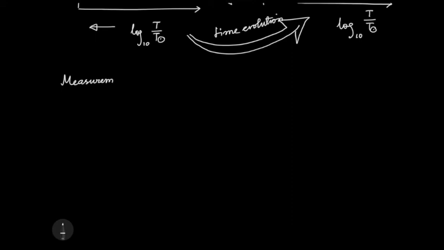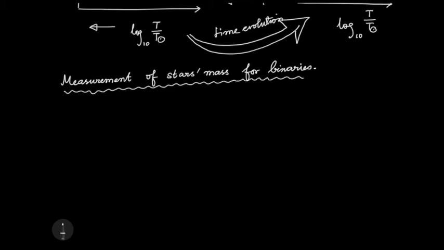So measurement of stars' mass for binaries. Binaries means when two stars are going around each other. I remember that we took one example in the introductory class where we talked about Mizar and Alcor, and Mizar A, I think we looked at, which was a binary star.